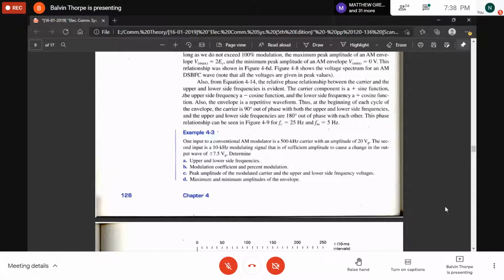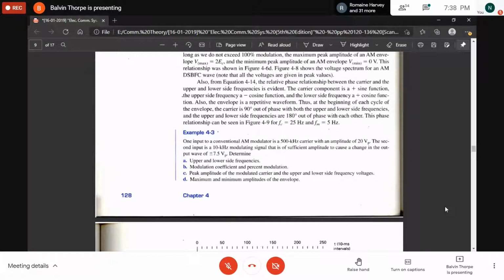And the lower side frequency or side band would be FC minus FM, right? Again, what is FC? 500. What is FM? 10. So 500 minus 10 gives you 490. So we know the upper and we know the lower side frequencies.